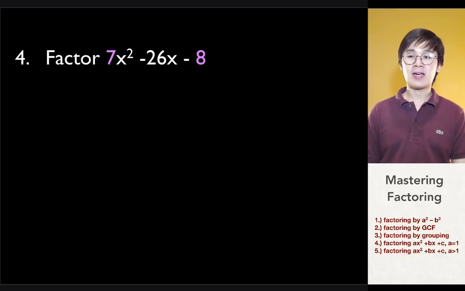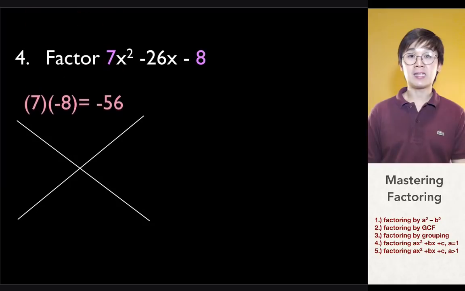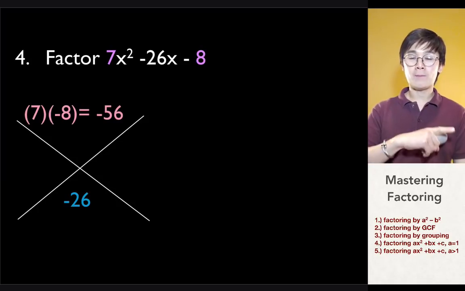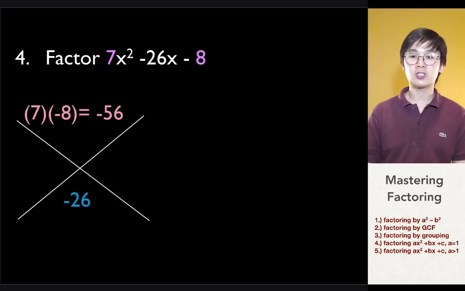We have 7x squared minus 26x minus 8, and the product of 7 times negative 8 is negative 56. We're looking for factors of negative 56 that when you add them up will be equal to negative 26, which means the factors should be a positive and a negative number. Again, it will take a while for some of you to think of those factors, but if you know your multiplication table really well, we're looking for negative 28 and positive 2 for the factors that give you negative 26.